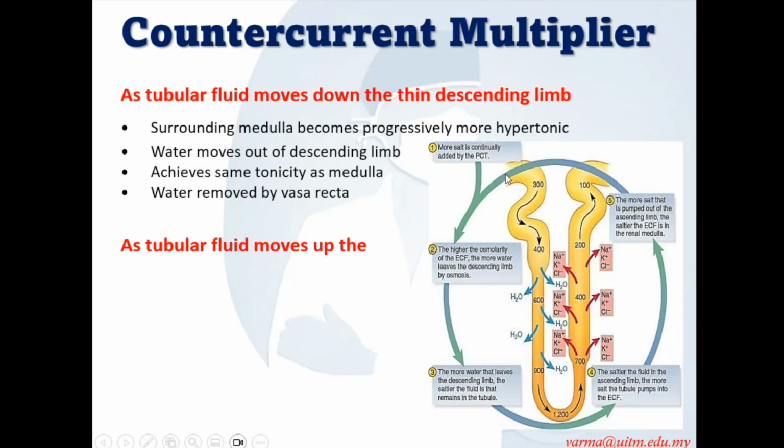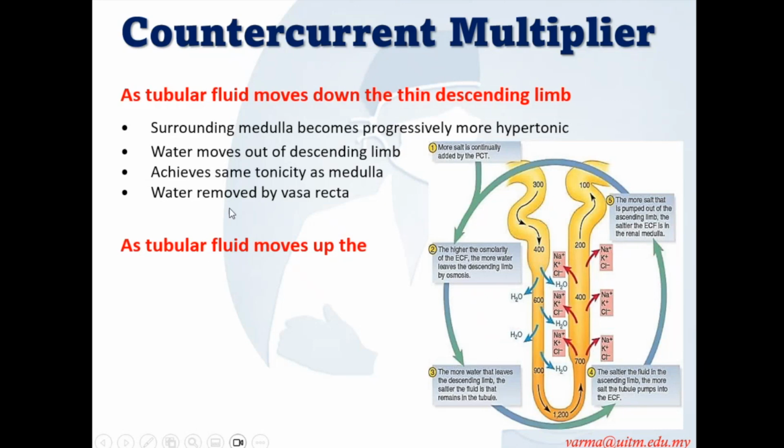As it goes down the descending limb, the tubular fluid becomes more hypertonic because water moves out of the descending limb. The higher the osmolarity of the ECF, the more water leaves the descending limb via osmosis. The more water that leaves the descending limb, the saltier the fluid that remains in it, meaning the osmolality of the tubular fluid increases. From 300, it becomes 1200 at the tip of the loop, the hairpin of the loop of Henle. The tubular fluid achieves the same tonicity as the medulla.